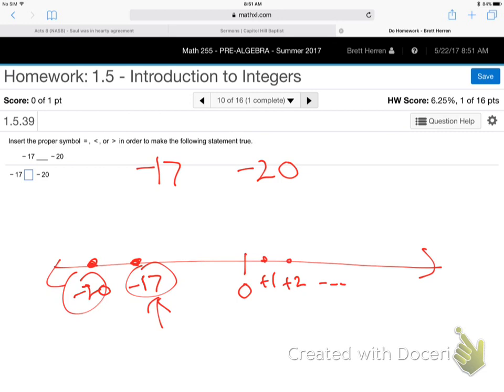So we need to put the symbol saying negative 17 is bigger. The negative 20 is even further in debt, even further in the hole, smaller. So negative 17 is the bigger one, so he gets the wide side. The bigger one gets the wide side. Is that good? So it always means further to the right on the number line. Bigger is further to the right on the number line. Okay.